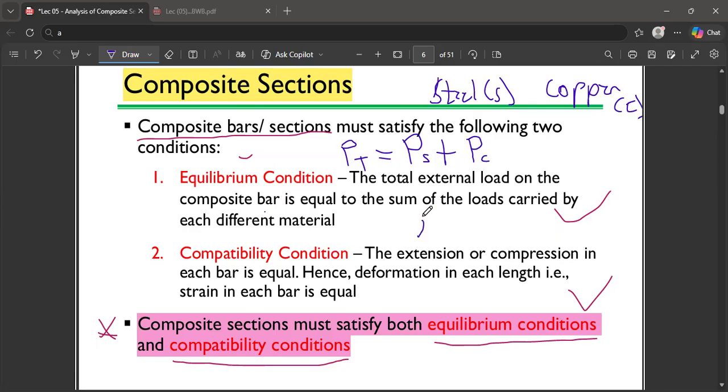For the compatibility condition, it means that the change in length in steel will always be equal to the change in length in copper. So this is what I have been saying theoretically, and this is how it is explained mathematically.